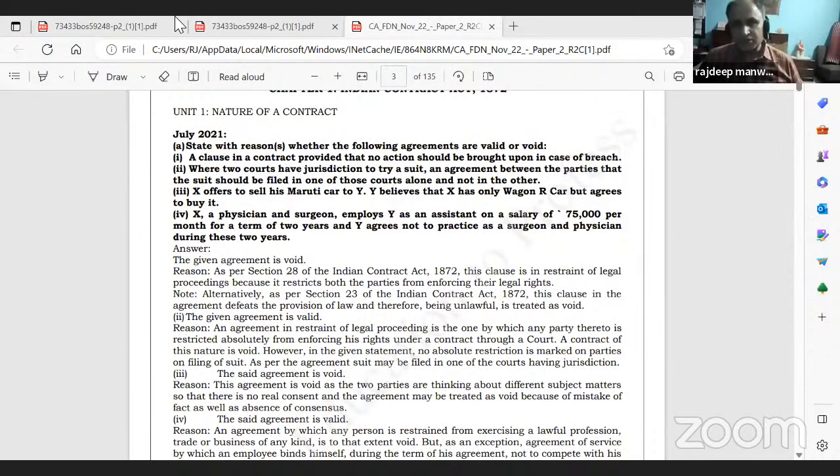Okay. So section 28, agreements in restraint of legal proceedings. You cannot, this is void. So you'll have to write it the way they are writing the answer.